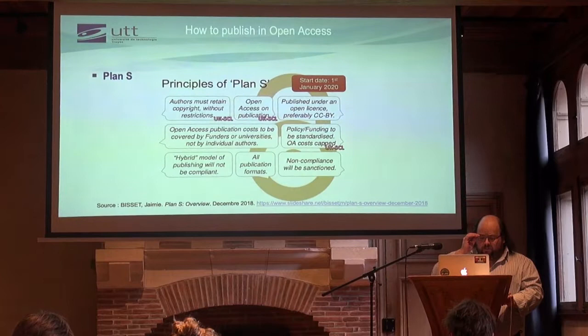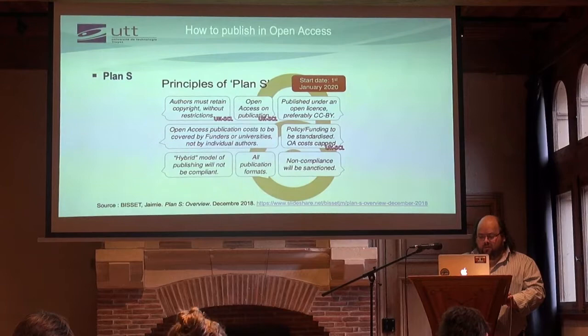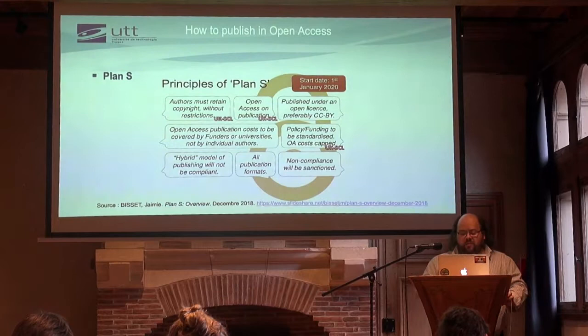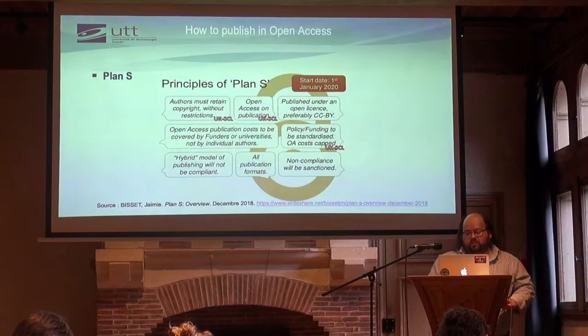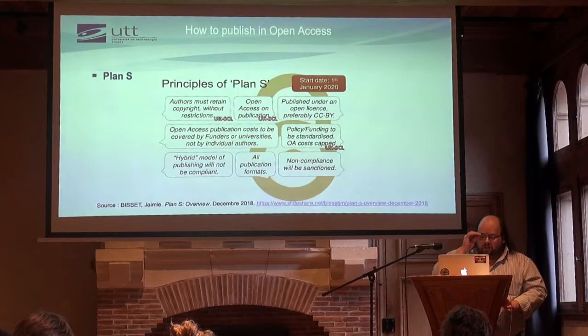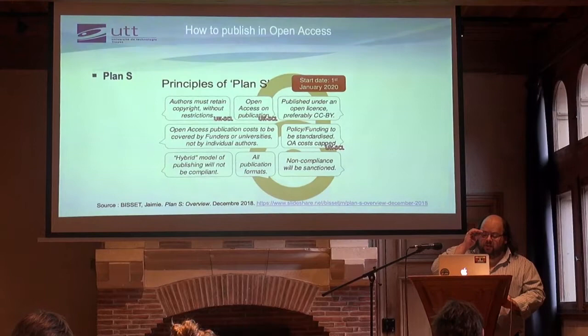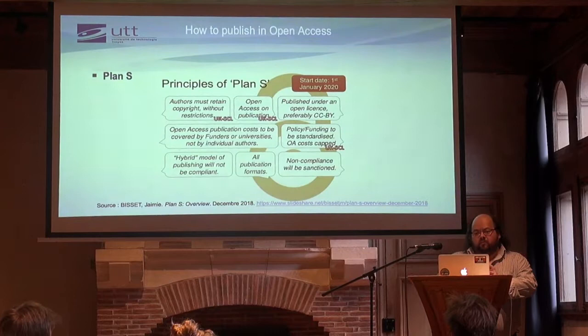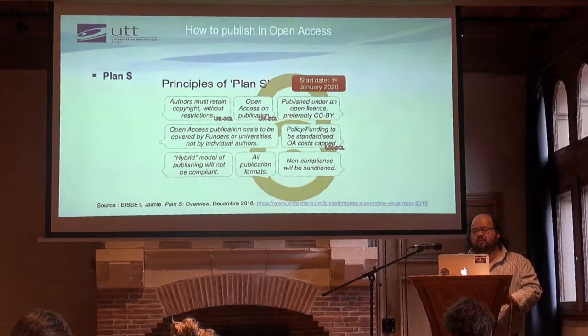Open access publication costs are to be covered by funders or universities, not by individual authors. The open access costs, the APC, must be capped. Publishers have a tendency to raise the price of the APC whenever the libraries ask them to downsize the subscription cost. Here, the APC must remain stable. Plan S refuses the hybrid model. The hybrid model is a journal which offers open access as an option. A hybrid journal has both open access articles and subscription articles.